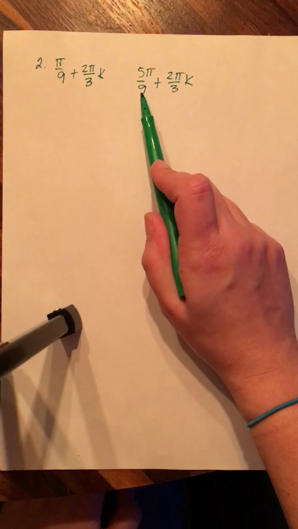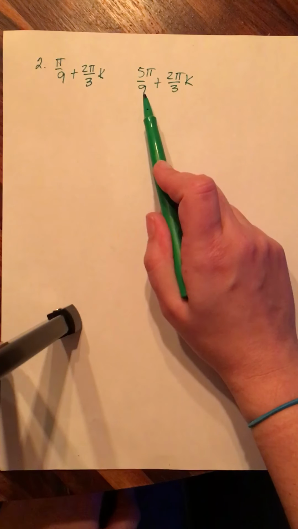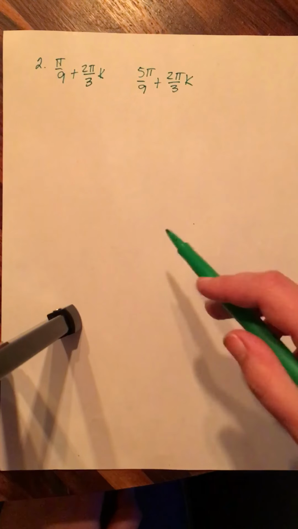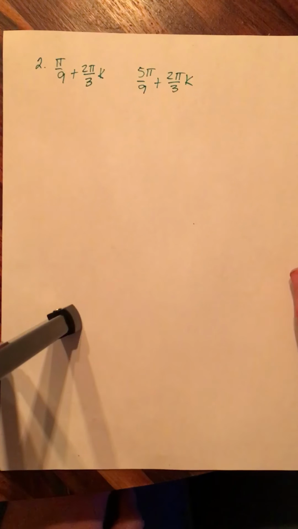Okay, and then over here, same thing. So 5 pi over 9 is an answer. And then you can add 2 pi over 3 or subtract 2 pi over 3 as many times as you want to get more answers.